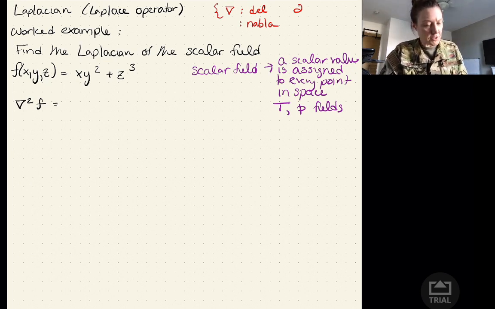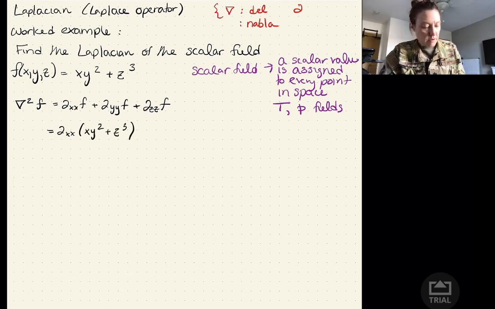What we're really after is the second partial derivative of f with respect to x, plus the second partial derivative of f with respect to y, plus the second partial derivative of f with respect to z. Let's go ahead and plug these things in. Del xx of xy squared plus z cubed, plus the second partial derivative with respect to y of xy squared plus z cubed, plus del z of my scalar field, xy squared plus z cubed.